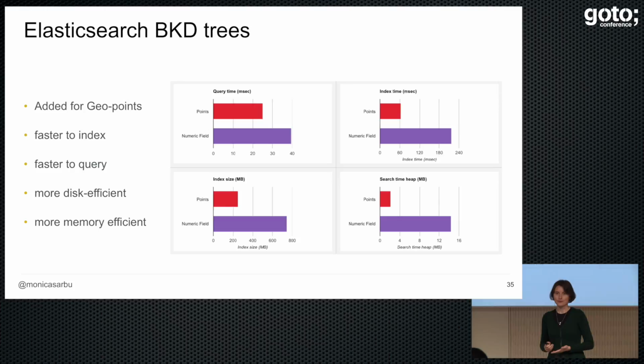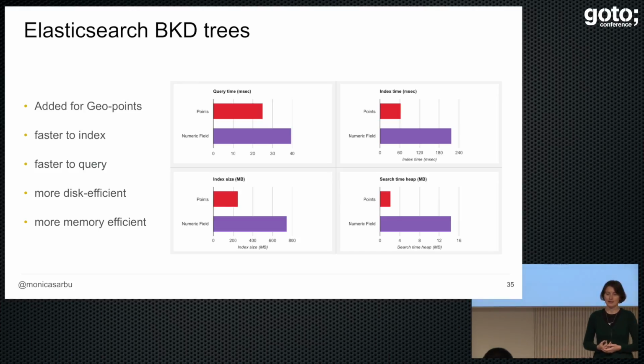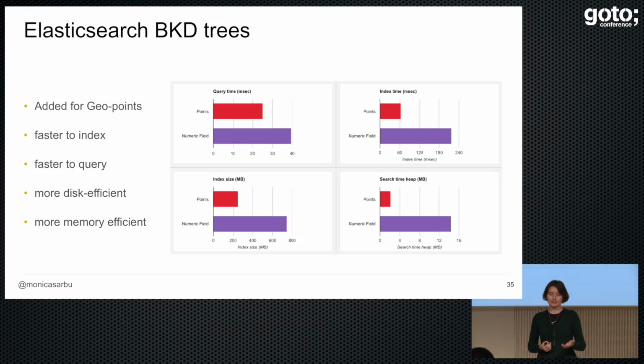BKD trees were introduced because they have support for multiple dimensions. Think of GeoIP points, where one dimension is longitude and the other one is latitude. But it proved to be quite efficient also for single dimension values. Think of integers, right? And it seems that with 5.0, Elasticsearch is faster to index, faster to query, more disk efficient, and more memory efficient.